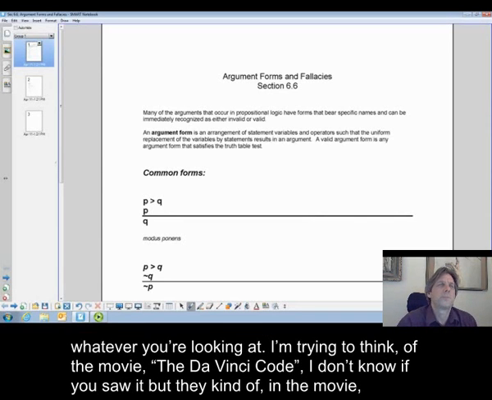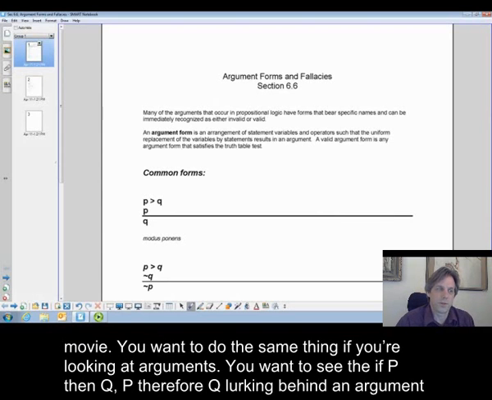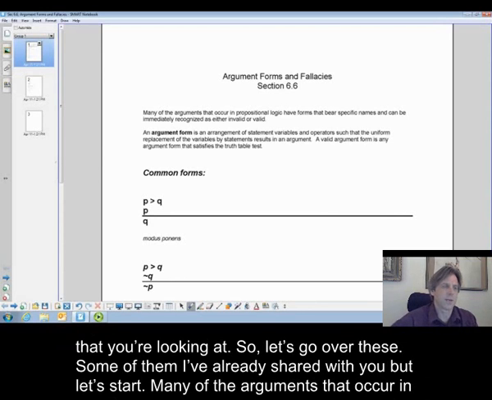Okay? I'm trying to think of the movie The Da Vinci Code. I don't know if you saw it, but they kind of in the movie highlighted the clues. That'll be meaningful for some of you who've seen the movie. You want to do the same thing if you're looking at arguments. You want to see the if P then Q, P therefore Q lurking behind an argument that you're looking at, okay? So let's go over these.